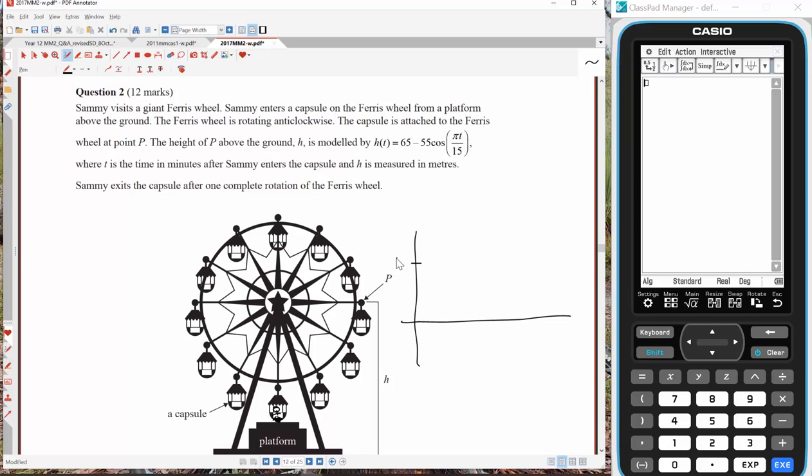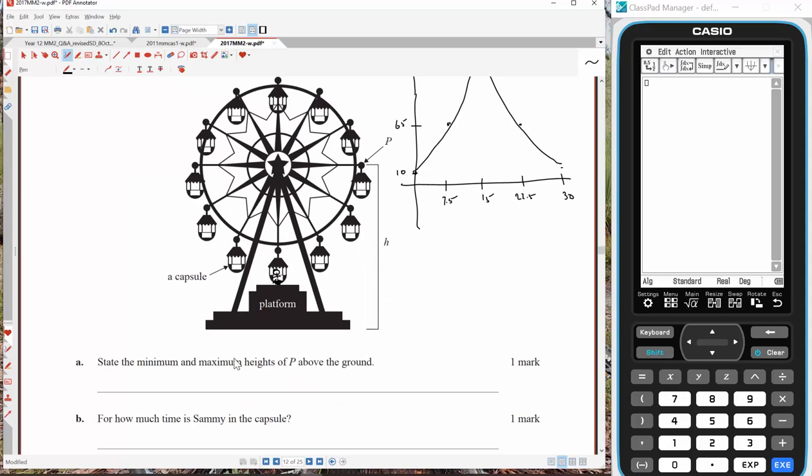All right, so it goes 65 units up. 65 take 55 is 10, and 65 plus 55 is 120. All right, our period is going to be 2 pi over pi on 15, which is 30. So let's do a quarter cycle. 7.5 is the quarter cycle, 15, 22.5, and of course 30. Okay, we're cosine and we're reflected. So there, there, there, there, there. All right.